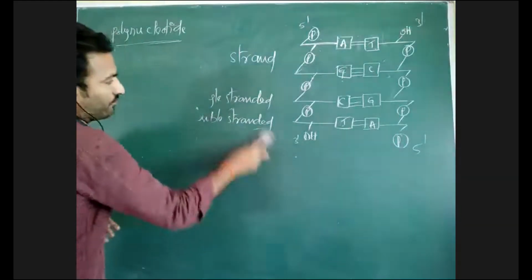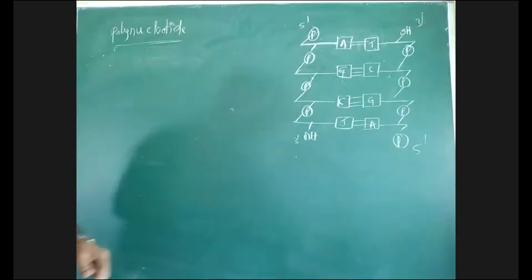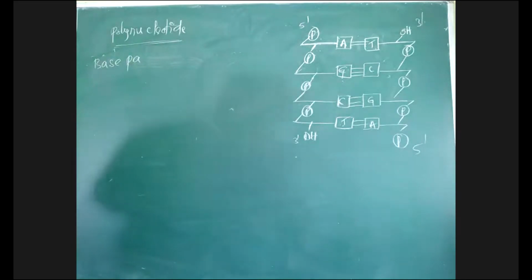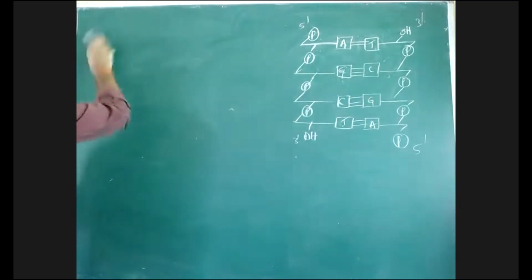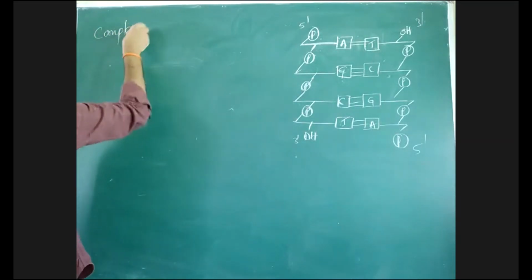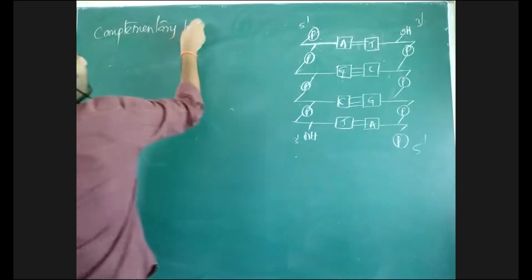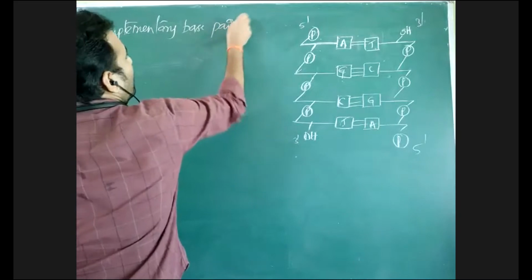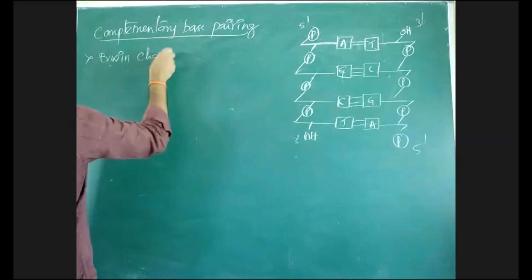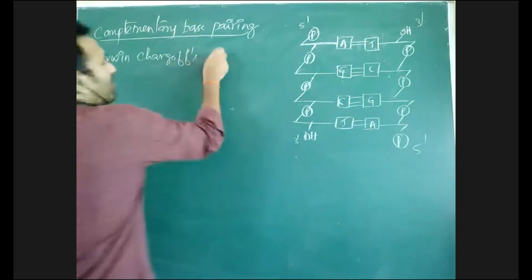How is that base pairing taking place? Base pairing. Write that, remove that polynucleotide. How is complementary base pairing taking place? Complementary base pairing is taking place between complementary nucleotides according to Chargaff's law. Erwin Chargaff proposed pairing of complementary bases. Erwin Chargaff proposed a law.